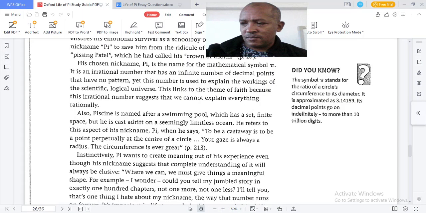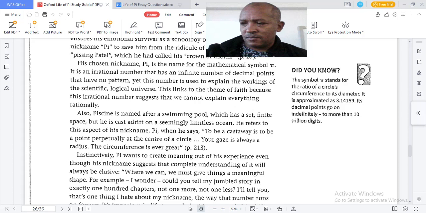He is named after a swimming pool which has a set, finite space. But he is cast adrift on a seemingly limitless ocean. That's infinite. So he was reared in a swimming pool, named after the swimming pool, which has a set, finite space.